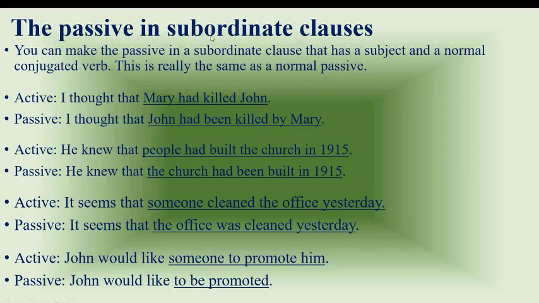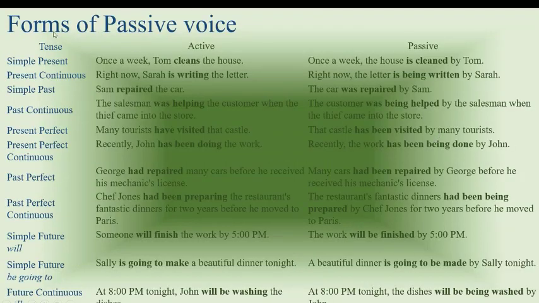Maybe we have more than one subordinate clause. It's all the same rule. Take it as a discrete sentence, that means a separate sentence. Now we have some examples or a summary for all the tenses of the passive voice, the active and passive voice. This should be studied well because it shows what to do in each case. So in simple tenses, present: once a week Tom cleans the house.